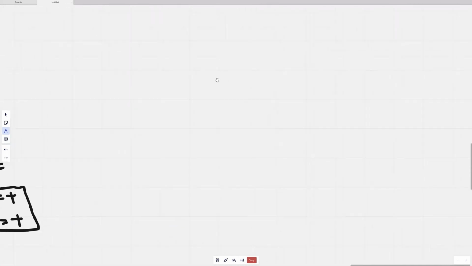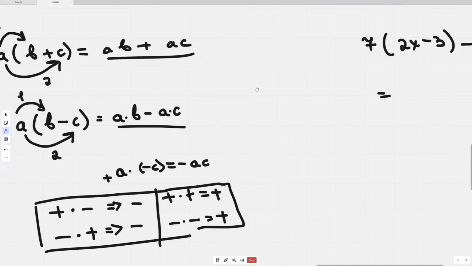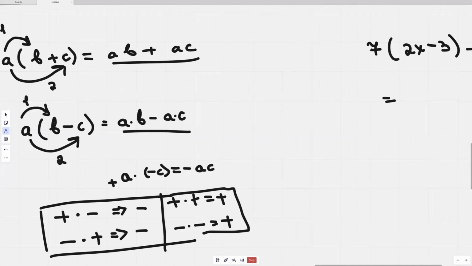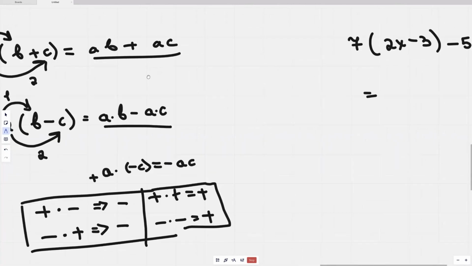So let's take an example for this one. 7 times (2x minus 3), minus 5 times (3x minus 2). So this is the same rule, just with things changing. The first term a changed to 7, the second term b changed to 2x, and the plus c changed to -3. So we have to apply this rule to the example.